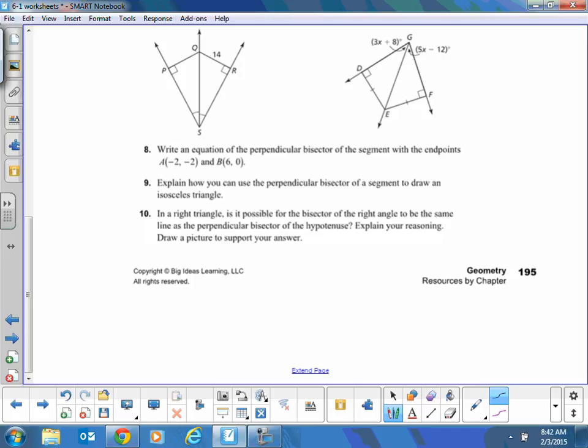Alright, number 9. Explain how to use a perpendicular bisector of a segment to draw an isosceles triangle. Well, we just talked about the perpendicular bisector is equal distance from the end. So you take any point on that perpendicular bisector, it's equal distance to the end points of that segment. So it's going to be an isosceles triangle. So however you want to write that out in English. Any point on the perpendicular bisector is equidistant to the endpoints of that segment. So it's naturally going to form an isosceles triangle.